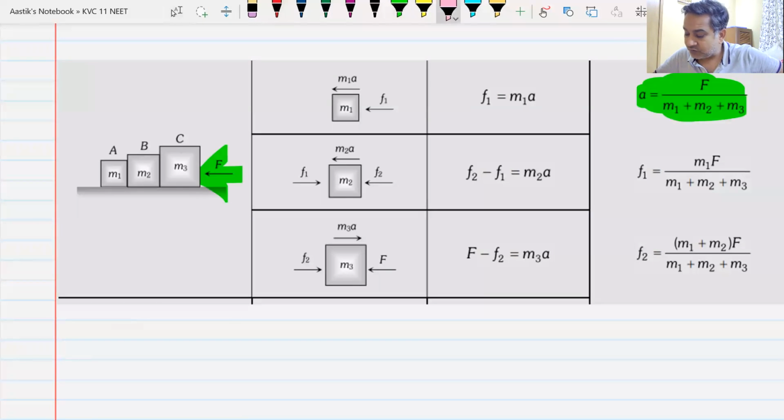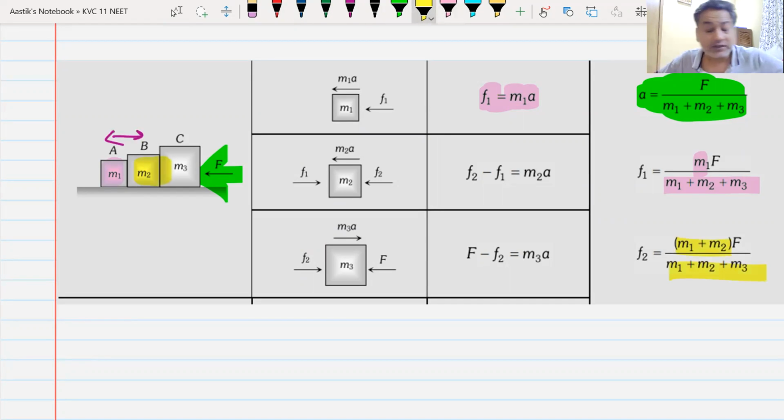Now, to get the force on this block, you just divide. Where is this block? You have to find the value of F1. You just divide this block by the total blocks. Do we get this? To get the force between these two blocks, what do you do? You divide the last two blocks by the total blocks. Got this? You will not get more than 3 blocks, because then that calculation becomes tougher. You will get only 2 or maximum 3 blocks.